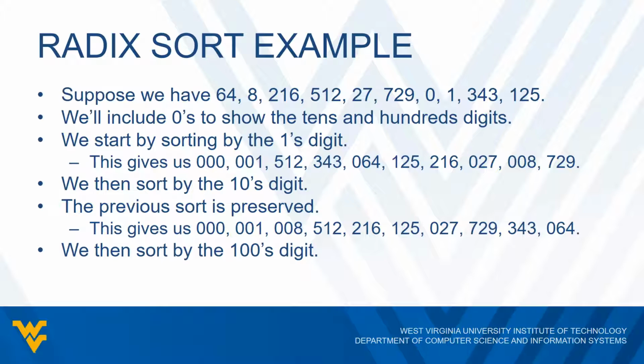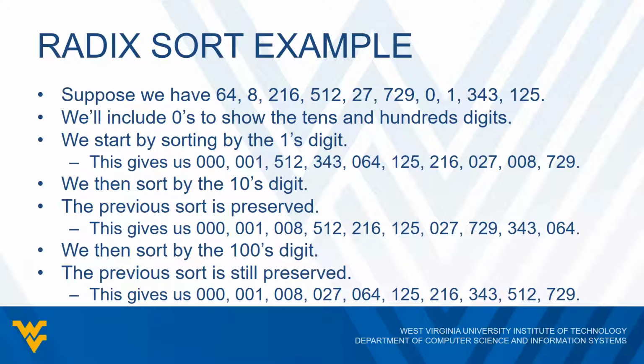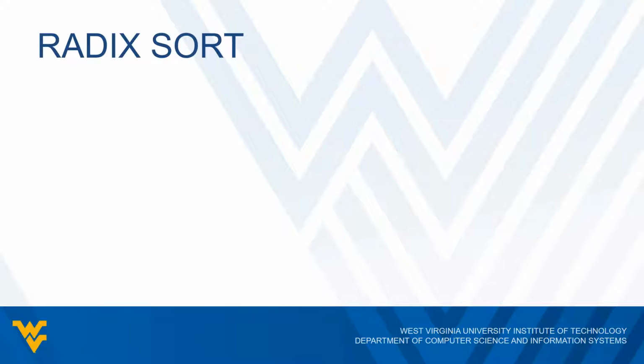So then we'll sort by the hundreds digit. And once again, we're going to preserve the previous sort. So what that means is our final result is 0, 1, 8, 27, 64, 125, 216, 343, 512, and 729.